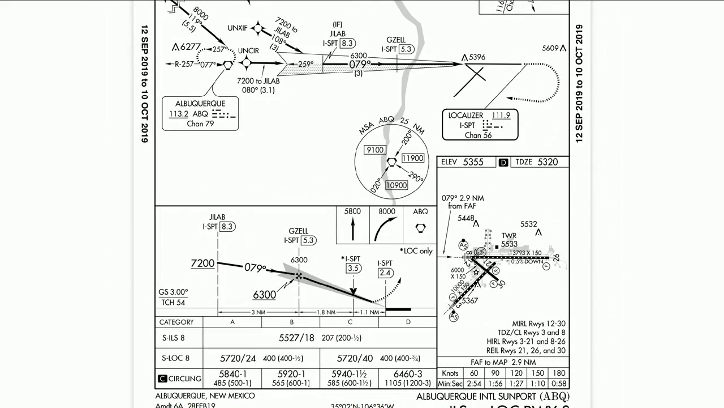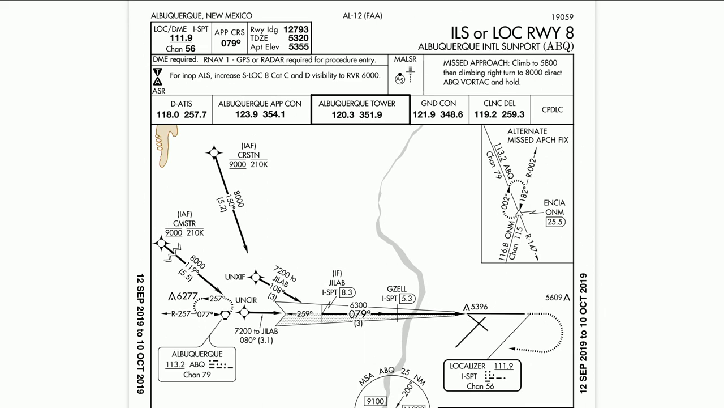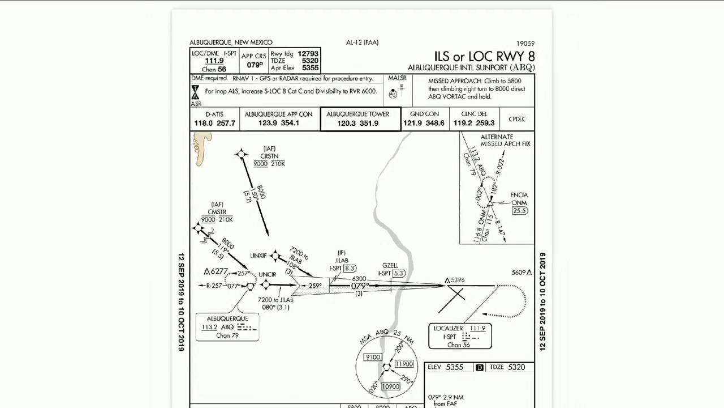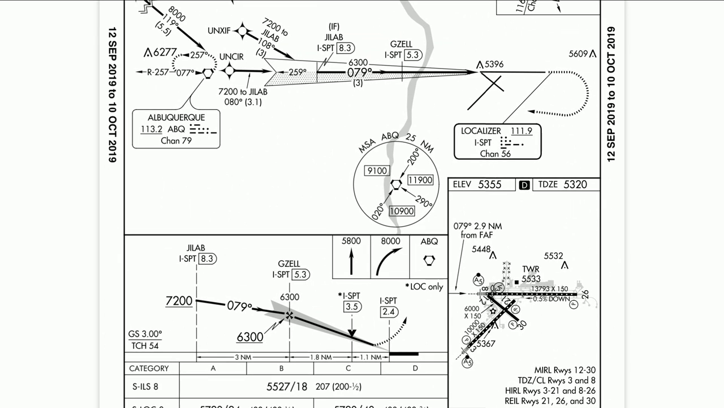And then again, in this case, if you look at the missed approach procedure, climb to 5,800, then a climbing right turn to 8,000 direct to Albuquerque VORTAC, and hold. We don't need DME for the missed approach procedure because you could identify the VOR from station passage. But the FAA says you need it for both. We have a DME fix there. The visual descent point here, which is LOC only. And then you can see the missed approach point on a localizer procedure.